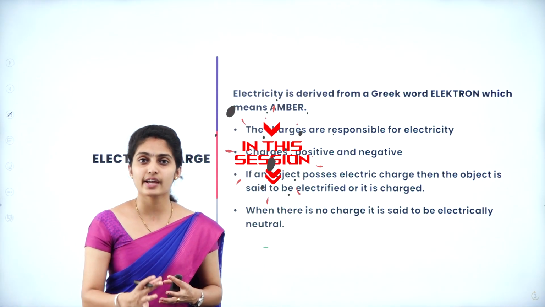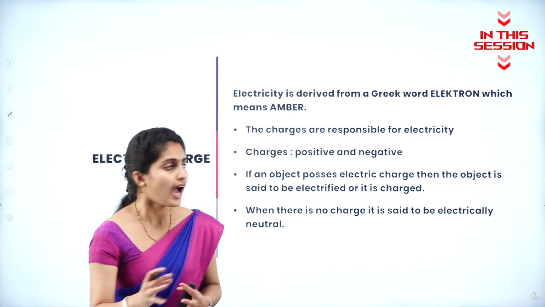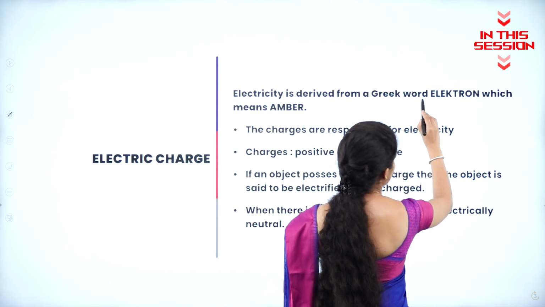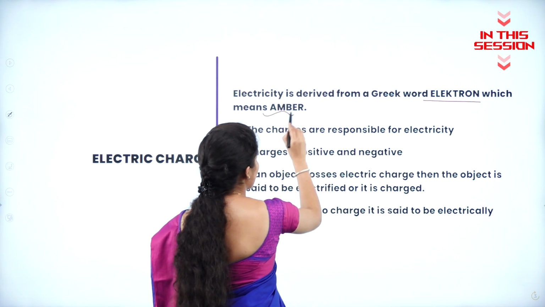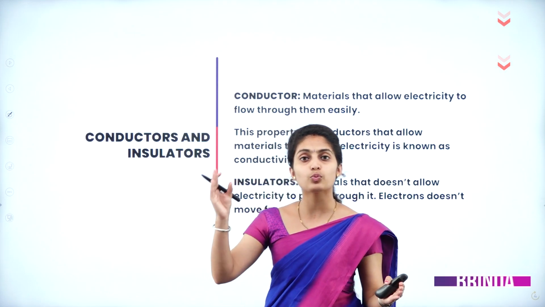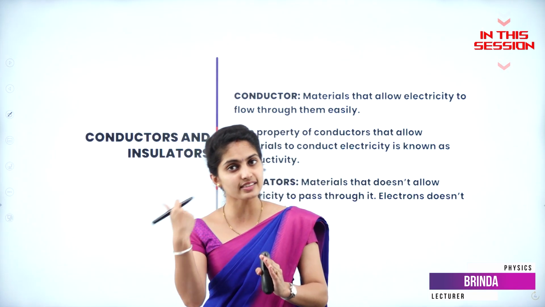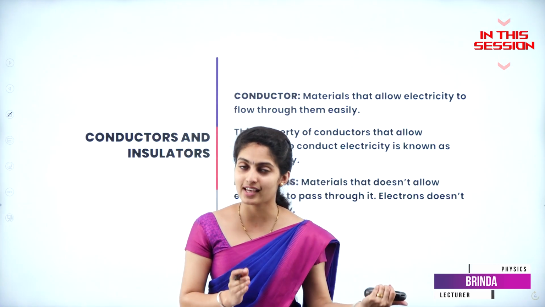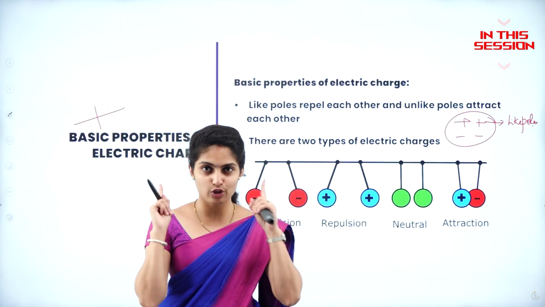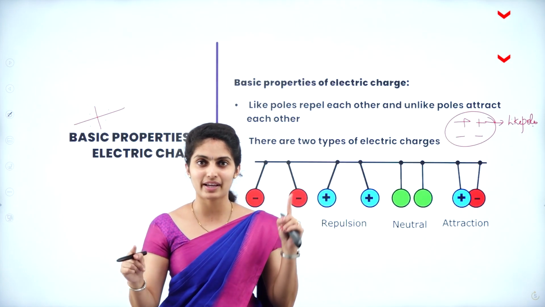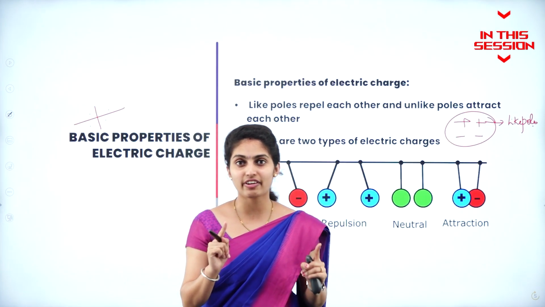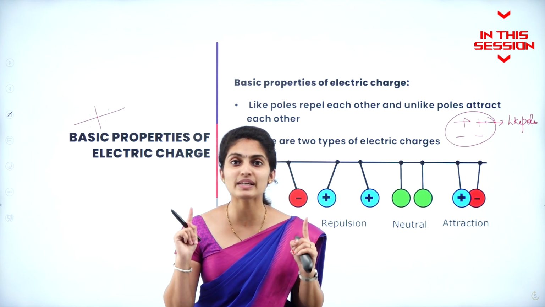Electricity is derived from a Greek word, okay? And that Greek word is nothing but electron, which means amber. Conductors are the ones which conduct electricity. Semiconductor acts as a conductor, or sometimes it acts as an insulator also. You have got two poles, plus, plus, minus, minus, but they never attract. In fact, they repel each other.